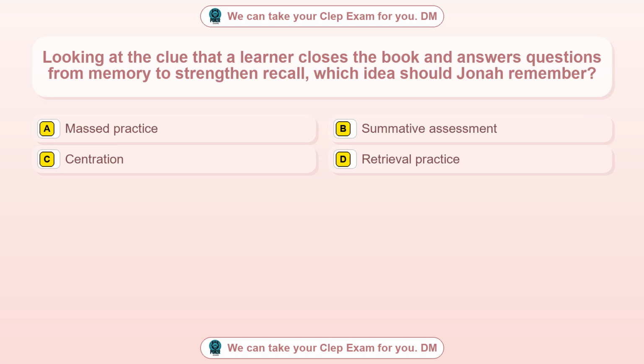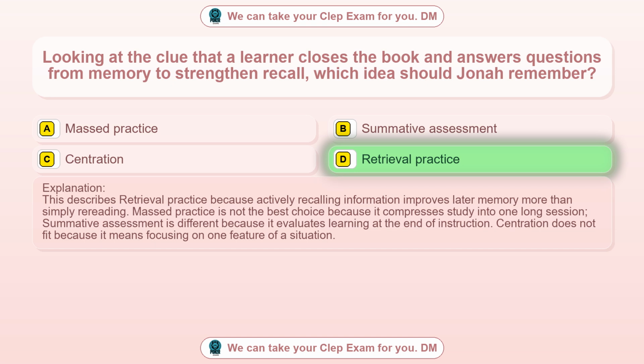Question 37. Looking at the clue that a learner closes the book and answers questions from memory to strengthen recall, which idea should Jonah remember? Option A, massed practice. Option B, summative assessment. Option C, centration. Option D, retrieval practice. The correct answer is option D, retrieval practice.